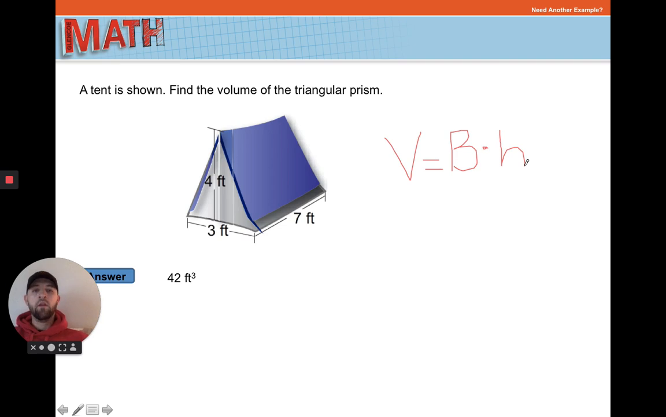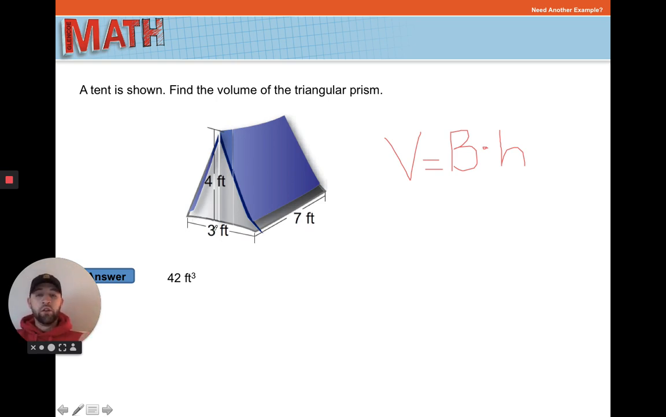All right. It's saying that this is a tent, so you kind of got to use your imagination. Tents are 3D. You can obviously go into them. Okay, so we know there is space inside. All right, so you got to use your imagination for this one.